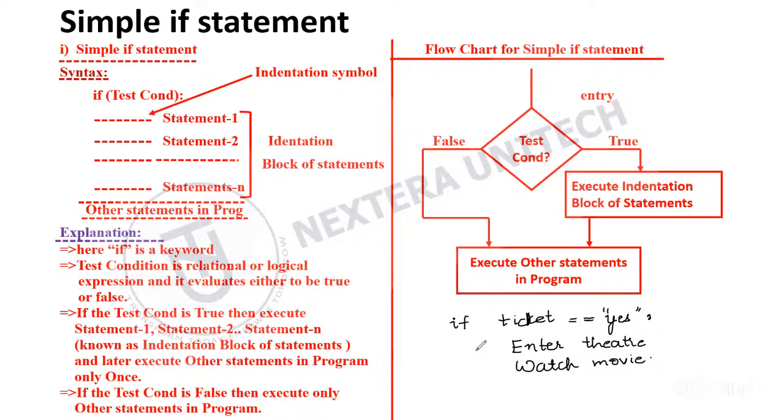If you see here, I have given an indentation, that is a space or a tab space, such that if this if condition becomes true, that is, if your ticket is equal to yes, then this block of statements will be executed. If your ticket is no, so if you don't have a ticket, you will just skip these statements, and if there are any other statements in your program, they will run, or else they'll output nothing.